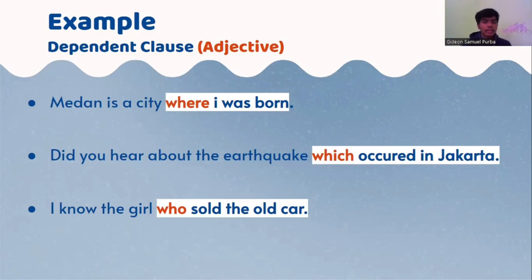The third sentence is: I know the girl who sold the old car. The dependent clause in this sentence is who sold the old car. So who sold the old car explains the girl.